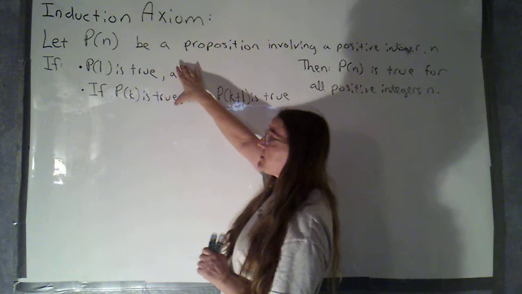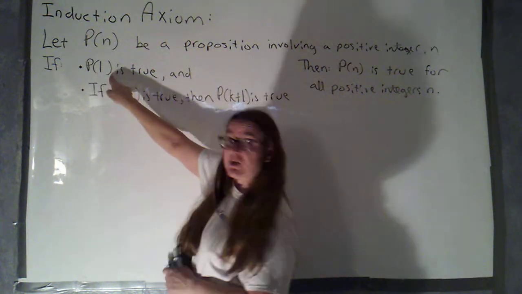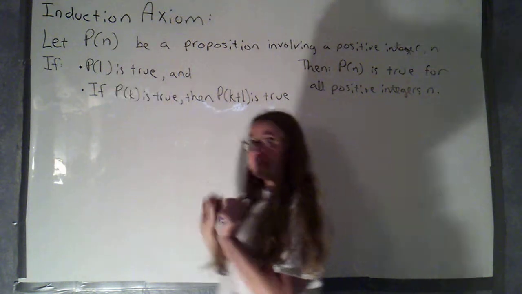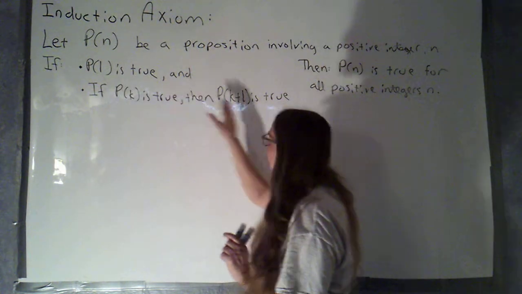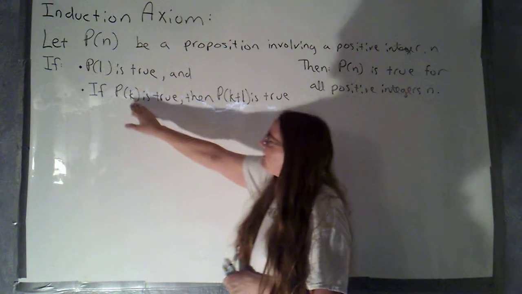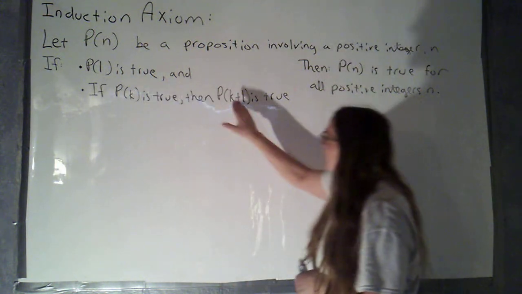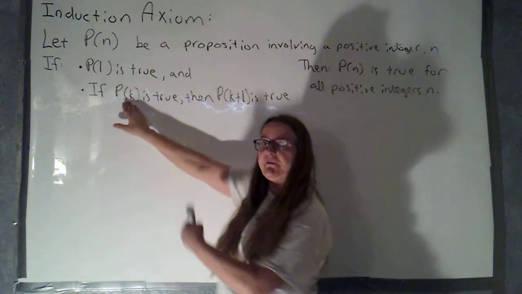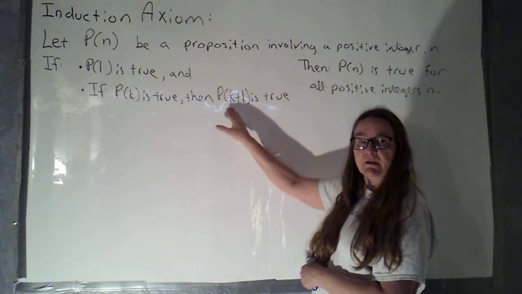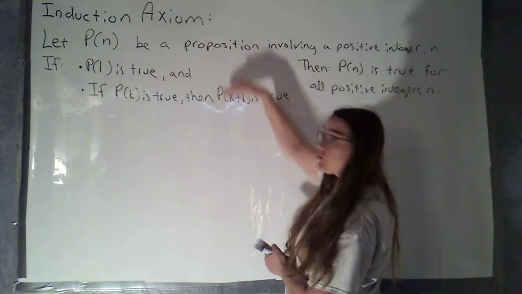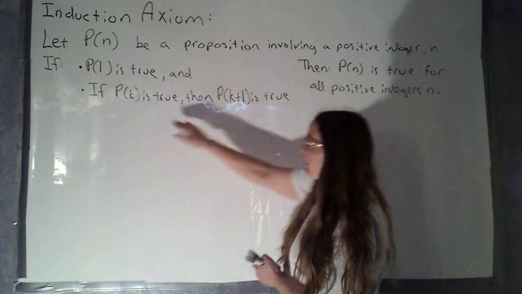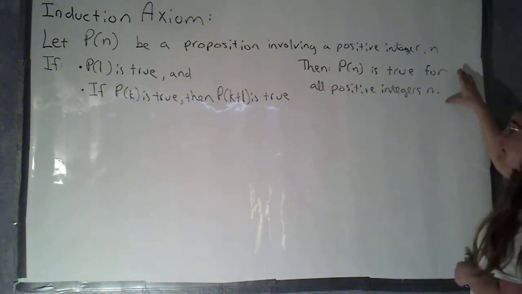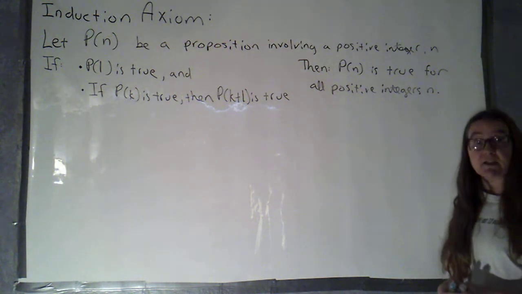It says if these two things are true, first, P of 1 is true. So the proposition is true if n happens to be 1. And second, the second part is itself an if-then statement. If P of k is true, then P of k plus 1 is true. So that if the statement is true in one case, then it follows it's going to be true in the next case as well. And if both of these things are true, the initial case is true, and we've got this if-then statement, then we can conclude that that proposition is true for all positive integers n.